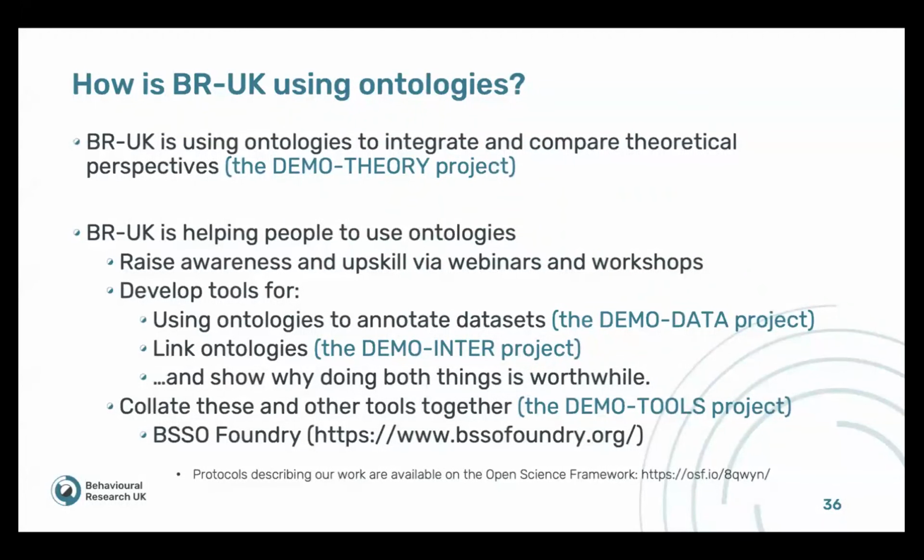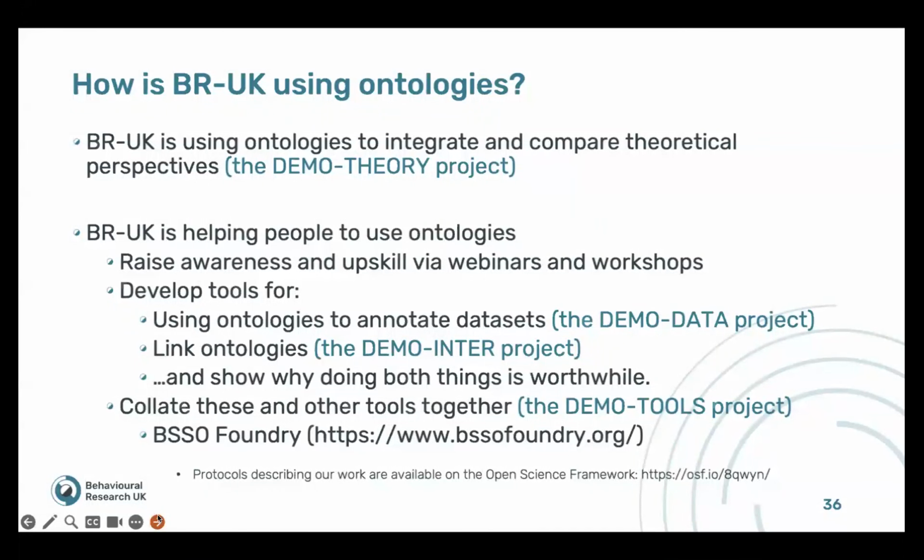We're also developing a tool for linking ontologies and identifying overlap between ontologies. So this was the question that John asked about earlier, but showing also why doing that is worthwhile. Why is it helpful to link ontologies together? What's it enable us to do? So that's a project called the Demo Inter Project. And then we want to collate these and other tools together, definitely using the Behavioural and Social Sciences Ontology Foundry, which Harriet mentioned earlier.